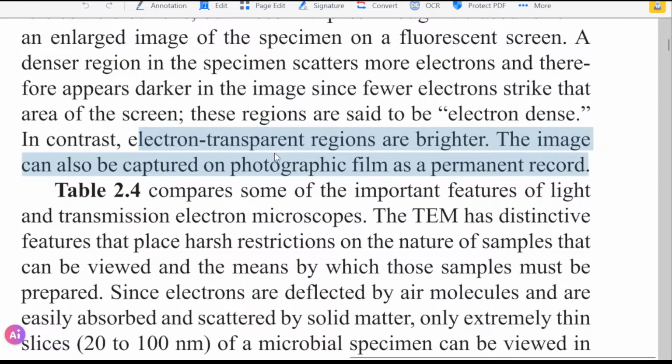So they are saying that these electrons which pass through are used to create the image, and the image is captured on what? Photographic film as a permanent record, because the pattern that the electrons use to make the image is kind of stuck in place and makes a permanent picture.